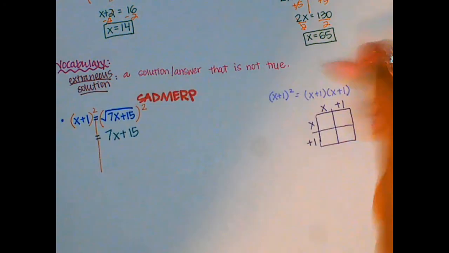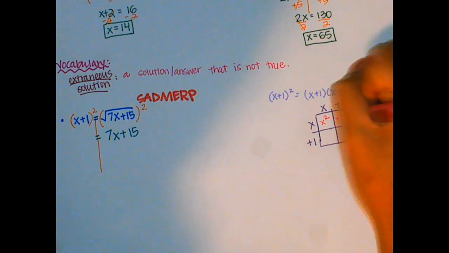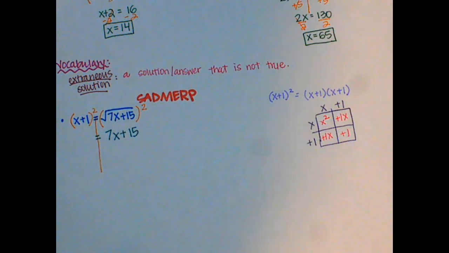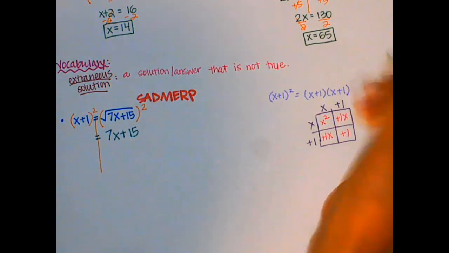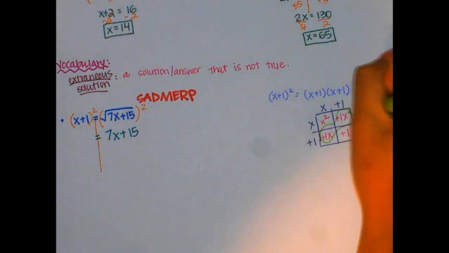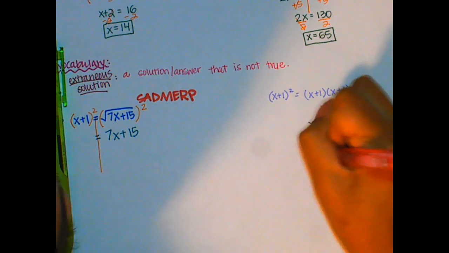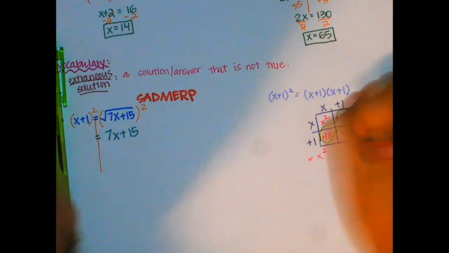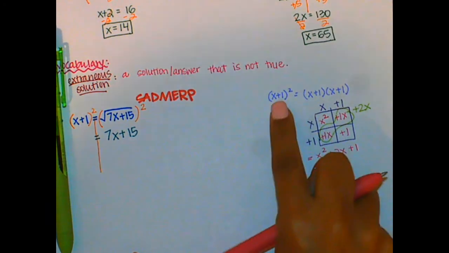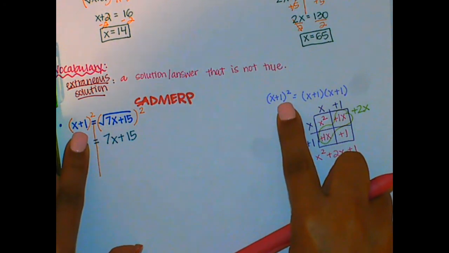Okay, so x times x is x squared. 1 times x is 1x. 1x plus 1. I notice that I have my like terms right here, which gives me plus 2x. So I can say that this is equal to x squared plus 2x plus 1. So I took this part here, my x plus 1 squared. I did it over here so I can have the space for my work.